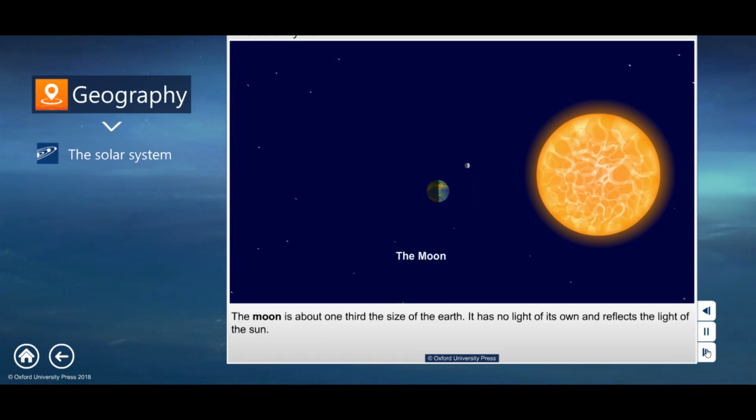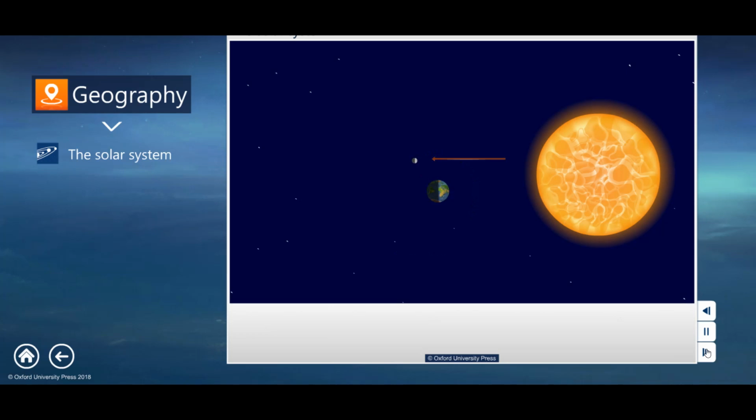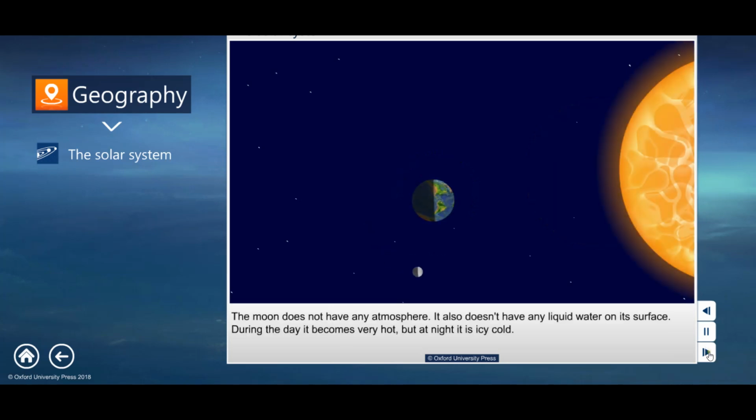The Moon is about one-third the size of the Earth. It has no light of its own and reflects the light of the Sun. The Moon does not have any atmosphere. It also doesn't have any liquid water on its surface. During the day, it becomes very hot, but at night it is icy cold.